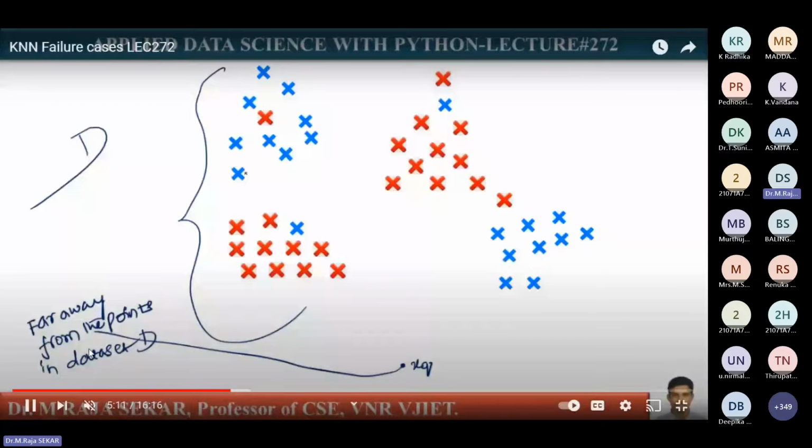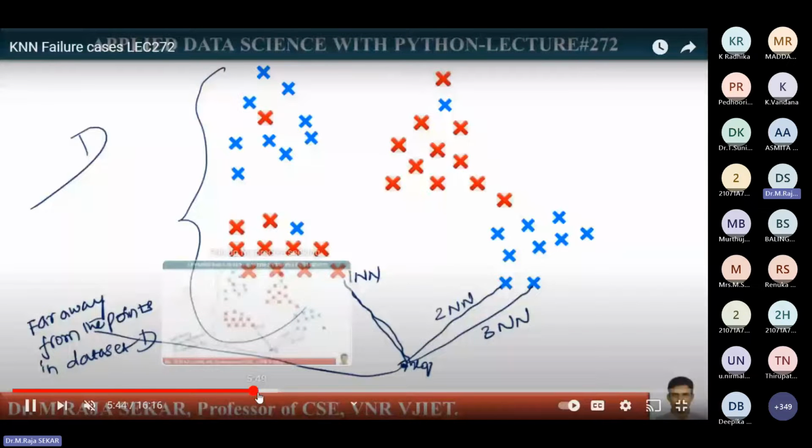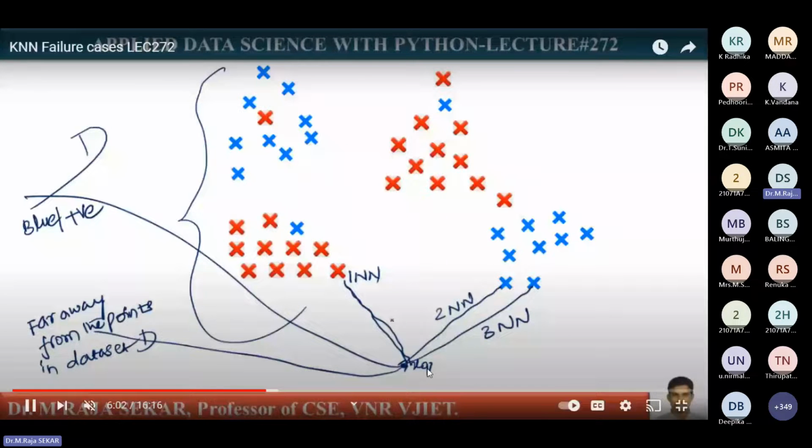In that case, what will you do? Let me say K equal to 3. If K equal to 3, I will identify 3 neighbors. Let me assume this is my first neighbor, this is second neighbor, my third neighbor. This is an assumption. As per majority vote, I must give a label for this XQ. My YQ will be blue, means positive.